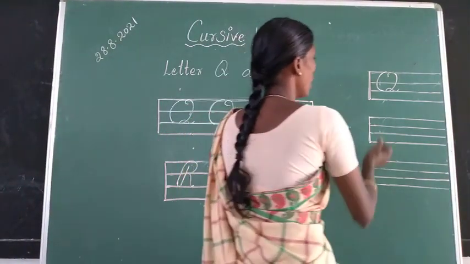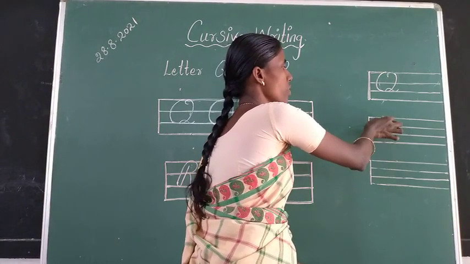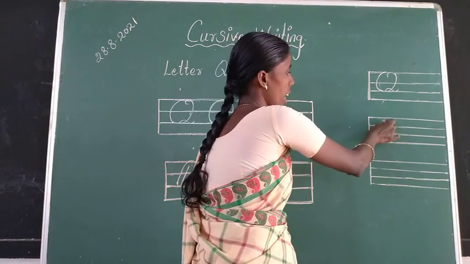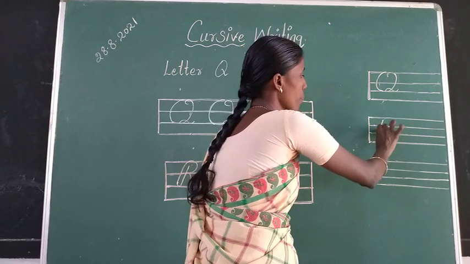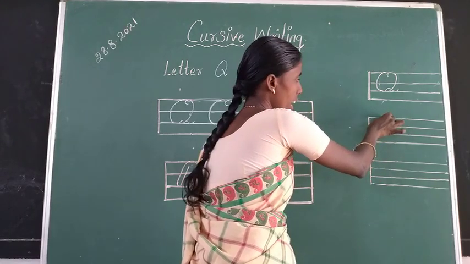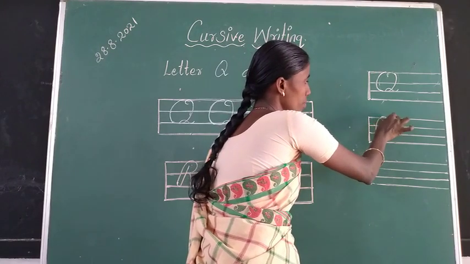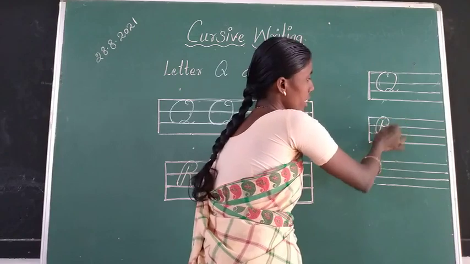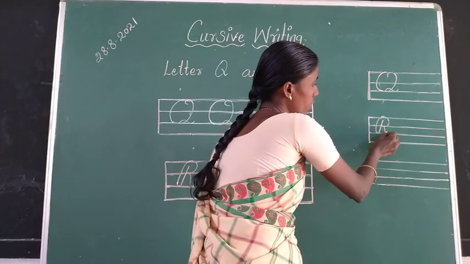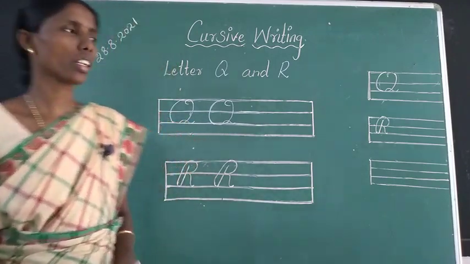Okay, first of all, you put a pencil point in between the first and the second line, draw a slant line, turn it and go up with slant line till top line and come down with right curve till second line and draw a curve line till third line. This is capital letter R.